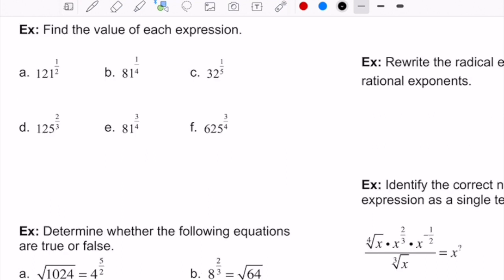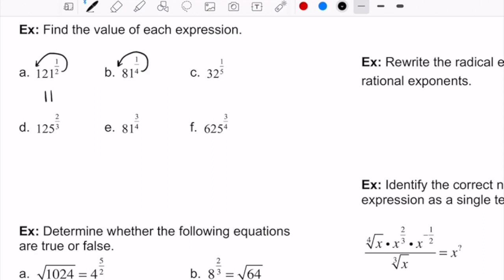Another way that you can see radicals represented is by rational exponents. And so here in example A, where it says to find the value of each expression, 121 to the 1/2 is the same thing as the square root of 121. So you want to think about it like the number on the bottom would become the index of the radical if you were going to write this in radical form. The square root of 121 is 11. So we don't need to rewrite it in radical form if we can do that in our heads.